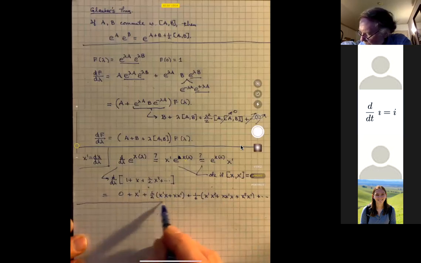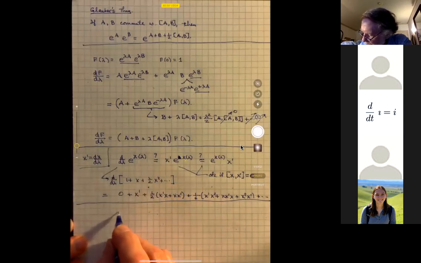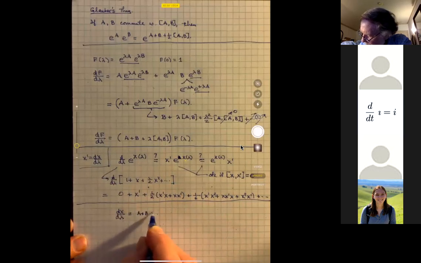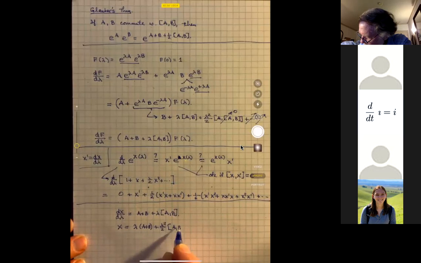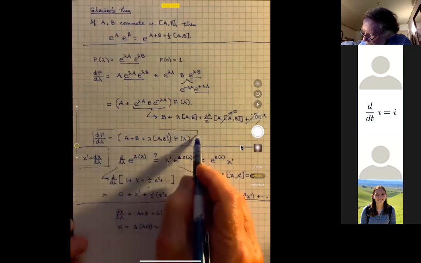Okay. Now then, let's go back to this expression we have here. Let's write dx d lambda is equal to A plus B plus lambda times the commutator of A with B. If I do that, then integrating with respect to lambda says that x is equal to lambda times A plus B plus lambda squared over 2 times the commutator of A with B, like so. And so then the question is, this is the differential equation we want to solve up here.